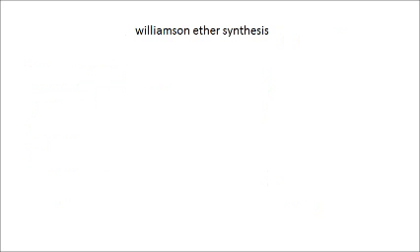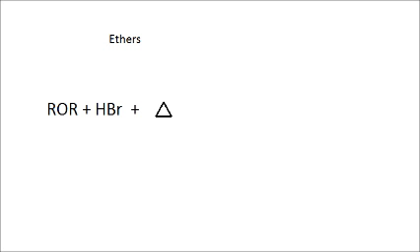Let's take a quick look at Williamson ether synthesis. So basically you have an alkoxide, a negatively charged oxygen attached to a carbon atom, plus some other halide. And the halide reacts with the alkoxide to give you an ether and a halide ion. Alright, so ethers. Just a couple quick things about ethers. They can be split using a strong acid and heat. That red line is that ether being split. And typically what happens is you form an alcohol and an alkyl halide.